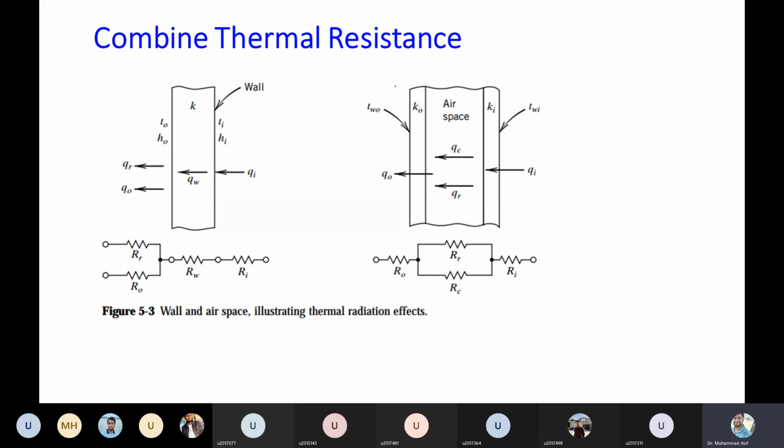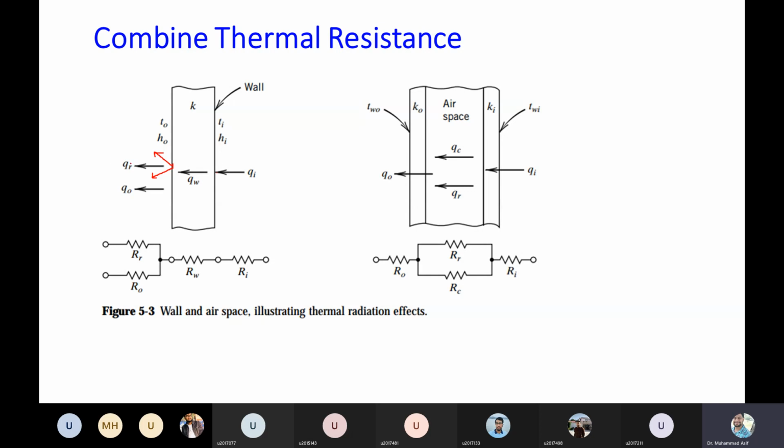For example, consider this plane wall. Let's say this is the inside and this is the outside, and we have the winter season. That means the direction of heat transfer will be from inside to outside. The first heat transfer from the inside to the wall is through convection. Then this is the solid wall, so this is conduction. And from the outer wall surface, there are two modes of heat transfer: one is convection, another one is radiation.